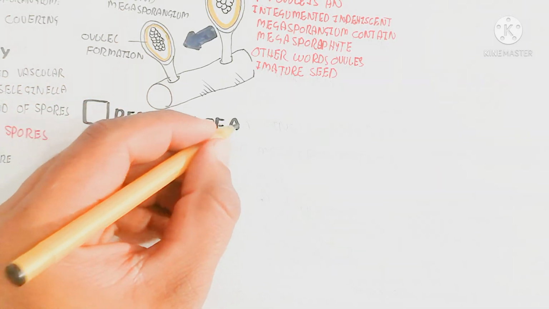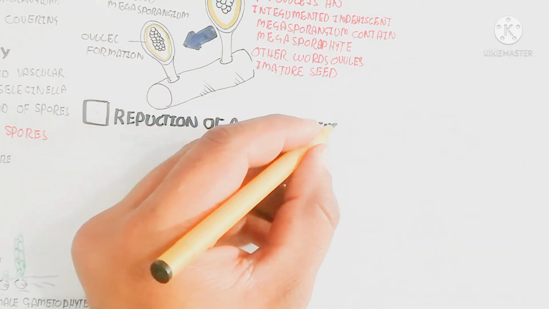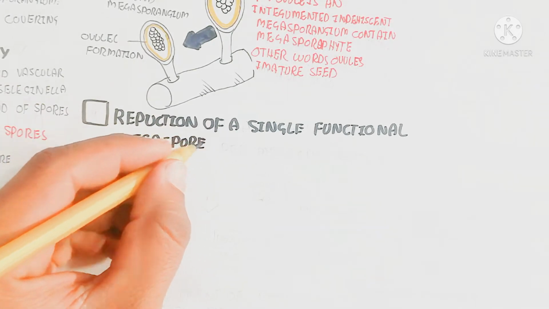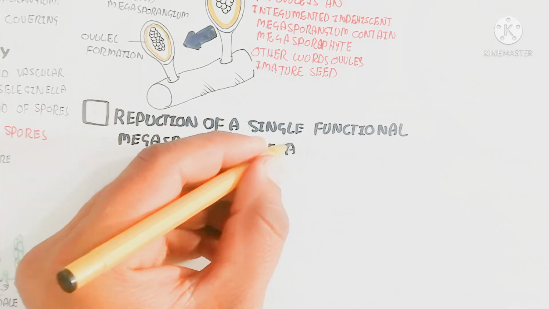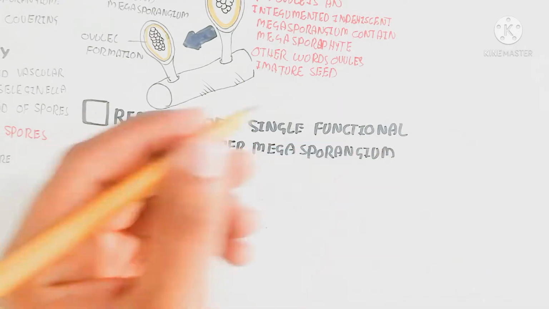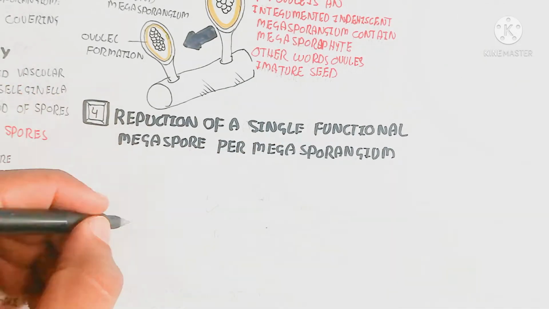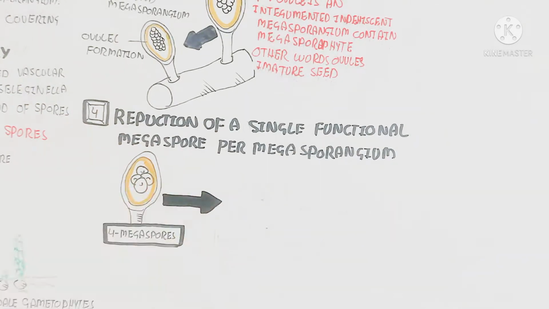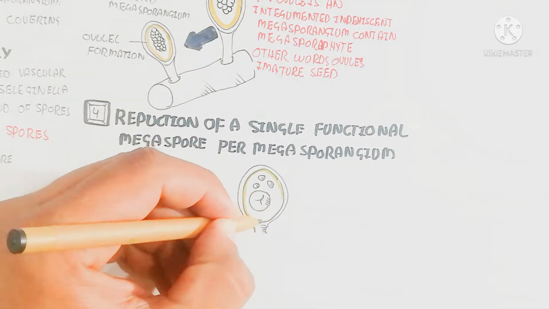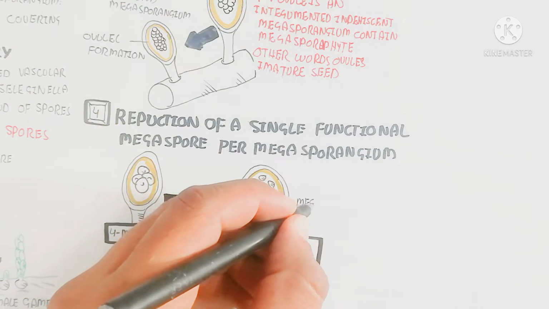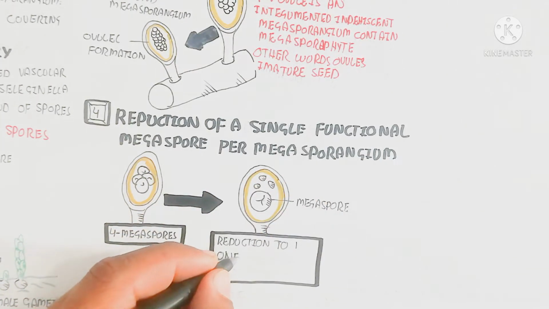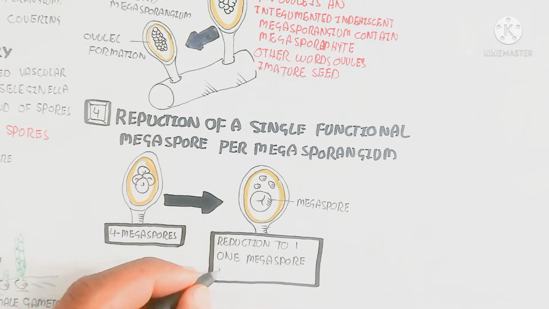On the other hand, you can see the reproduction of a single functional megaspore per megasporangium is the major character. Why? Because the requirement of nourishment, food and nutrition will be limited. In this way, the four megaspores formed in the female sporangium, which contains integument, are reduced to one megaspore, and endospory formation.